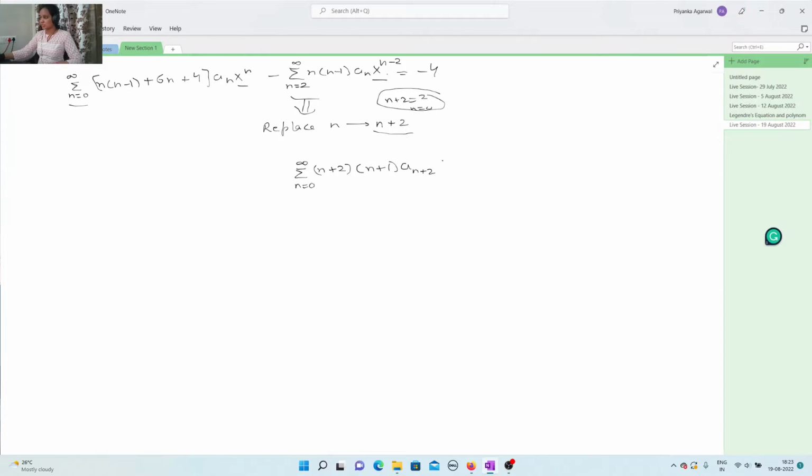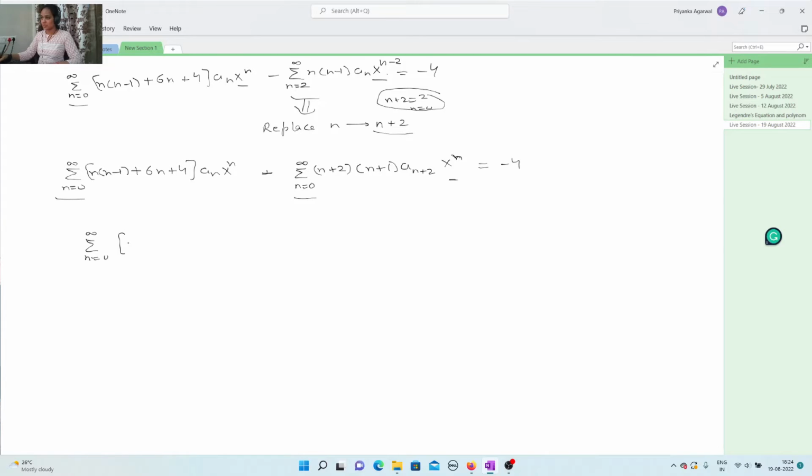Now this coefficient is also changed, x to the power n, along with this term, summation n equals 0 to infinity of n into n minus 1 plus 6n plus 4, a n x to the power n. Right? Now we can combine both the terms, because the x to the power n is the same. So let's combine, 0 to infinity.